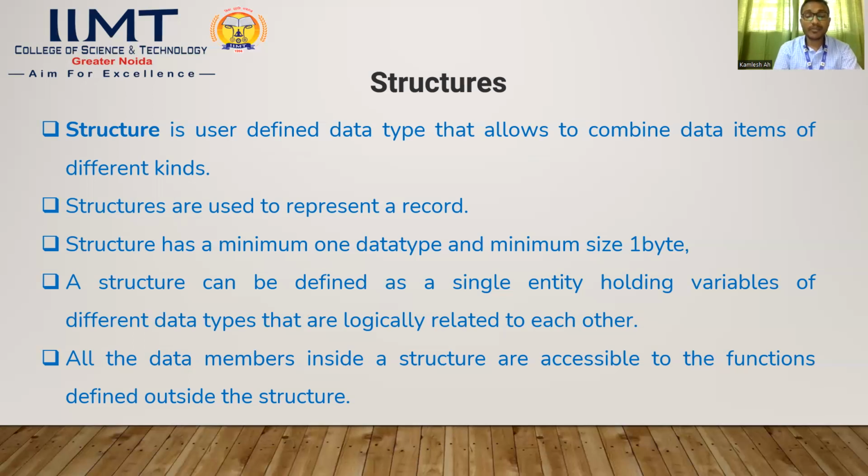For example, if we want to store a student record, then the student record has a student ID, name, roll number, address. So we will use the structure to combine the different types of items. Like a roll number is an integer and address is a string. Both are combined in a single unit. The structure contains different types of data items. All the data members inside a structure are accessible to the functions defined outside the structure.